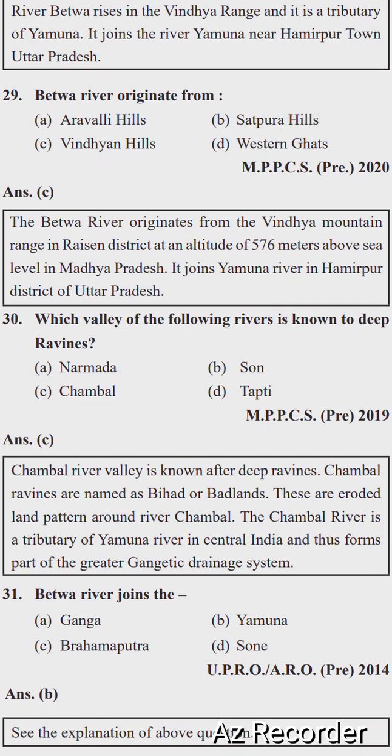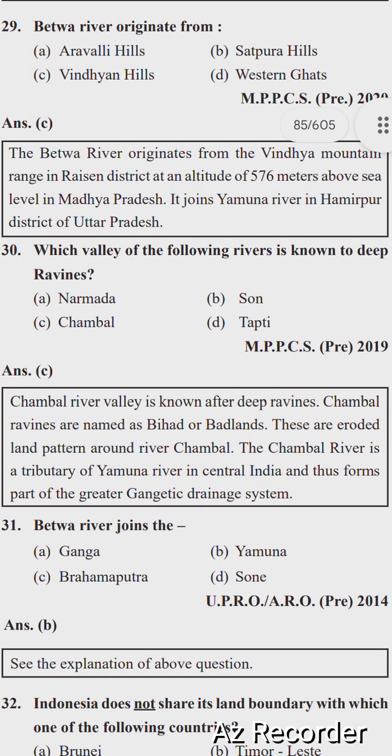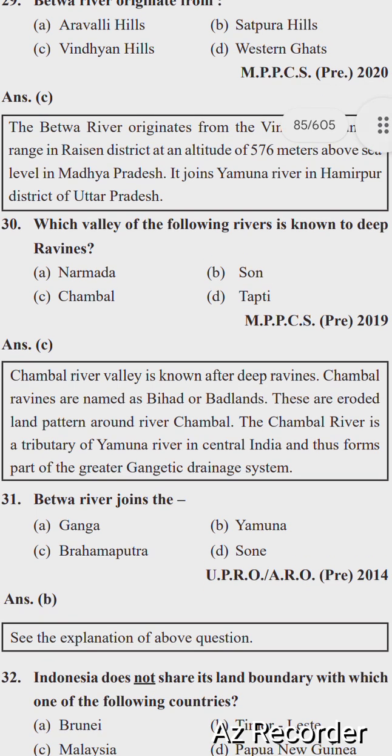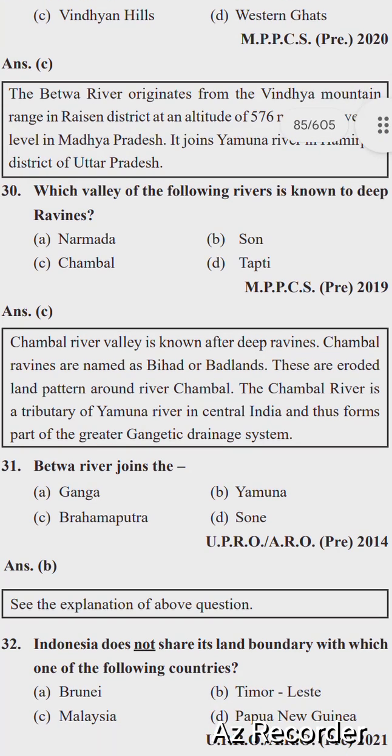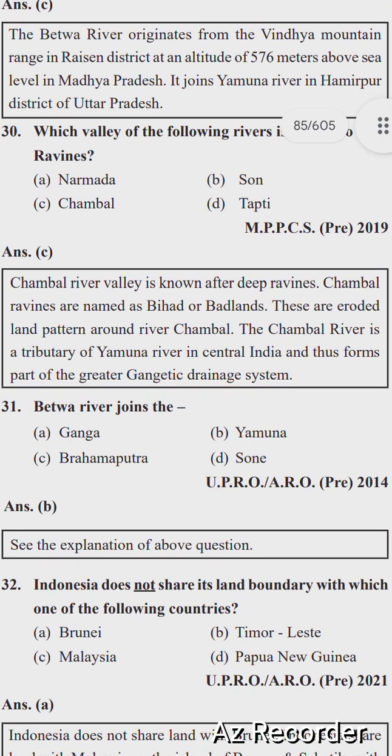Which valley of the following rivers is known as a deep ravine? Option A Narmada, option B Son, option C Chambal, option D Tapti. The right option is C, Chambal. The Chambal river valley is known for deep ravines, named as Bihad or badlands. These are the eroded land patterns around river Chambal. The Chambal river is a tributary of the Yamuna river in central India and forms part of the greater Gangetic drainage system.